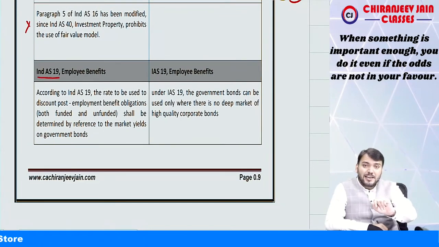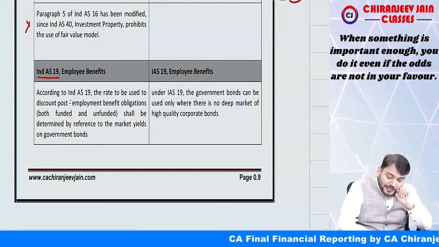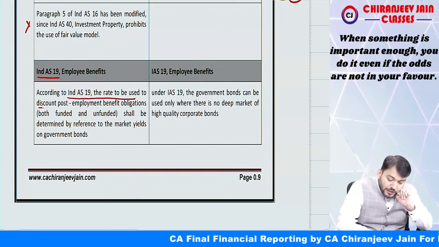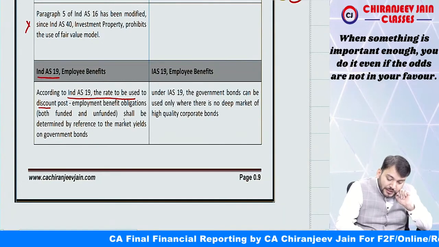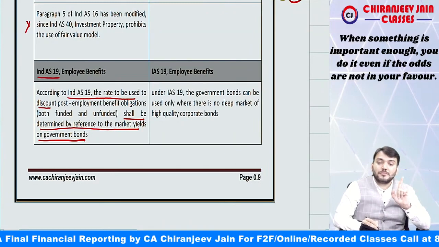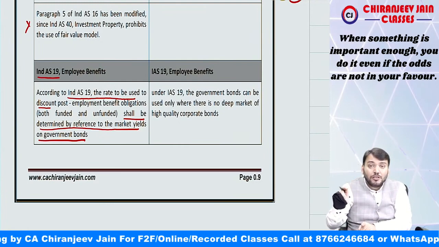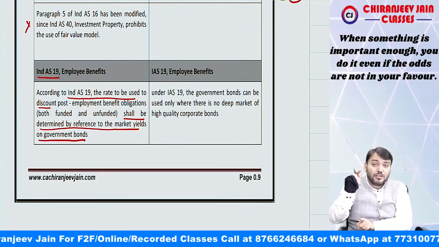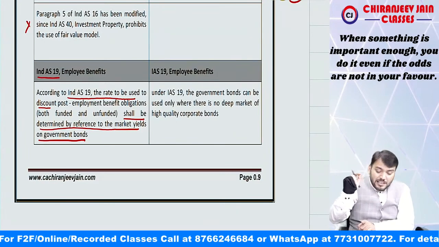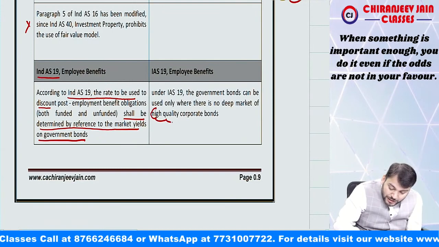Now, if you remember Ind AS 19, the discount rate will be based on the yield rate of government bonds. Under Ind AS 19, the rate to be used for discounting shall be determined by reference to market yield on government bonds. But as per IAS 19, the discount rate will be based on the yield rate of high quality corporate bonds. Are you getting? So it is based on high quality corporate bonds.